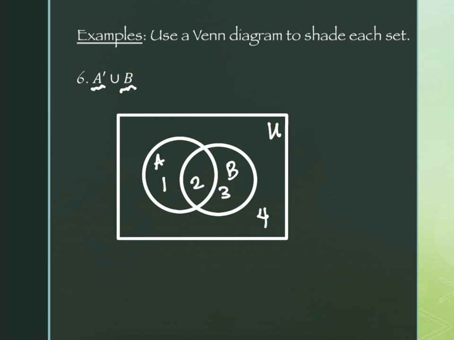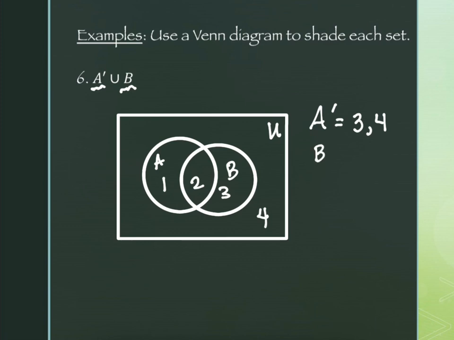So A complement. A complement means everything that's not in A. And I'm talking about the numbers I just wrote down. What numbers did I just write down that are not in A? Okay, careful. 3 and 4. The 2 is still in A. It's just in the overlapping part with B. Okay, so we want just the 3 and the 4.